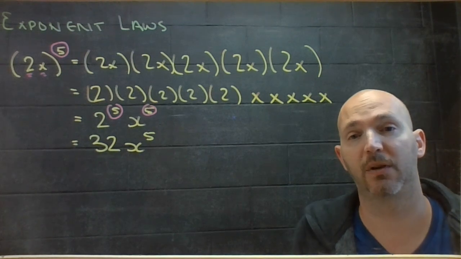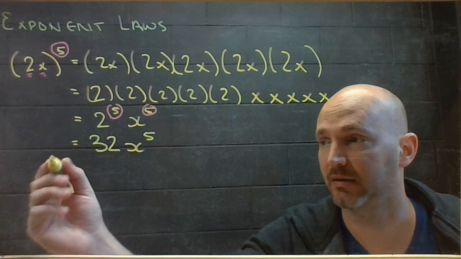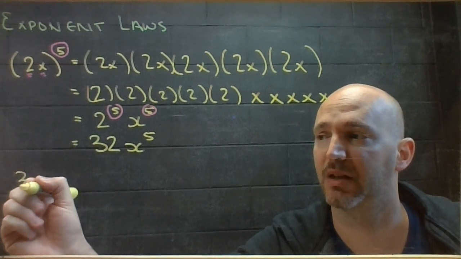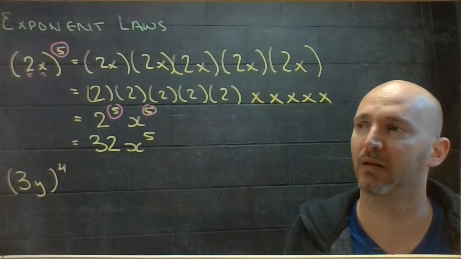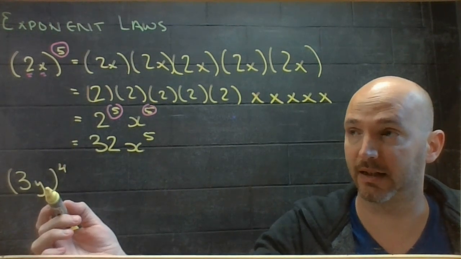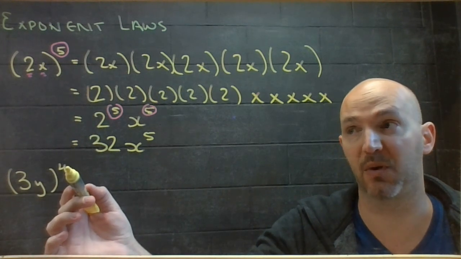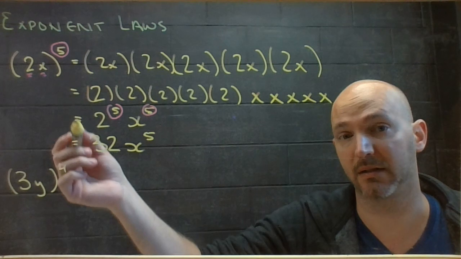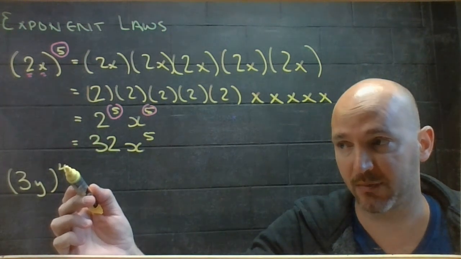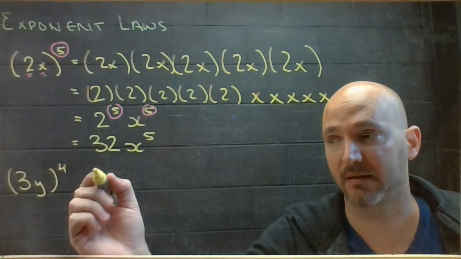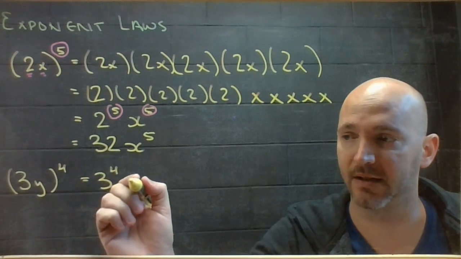So if I were to do one for you that's just a little bit faster, without having to do all the steps in the middle, let's try maybe 3y to the exponent 4. If I look at this, I can see I have two things multiplying each other inside of an exponent, the same as I had up there, which means that I'm free to apply this exponent to both of those things, 3 to the exponent 4 and y to the exponent 4.